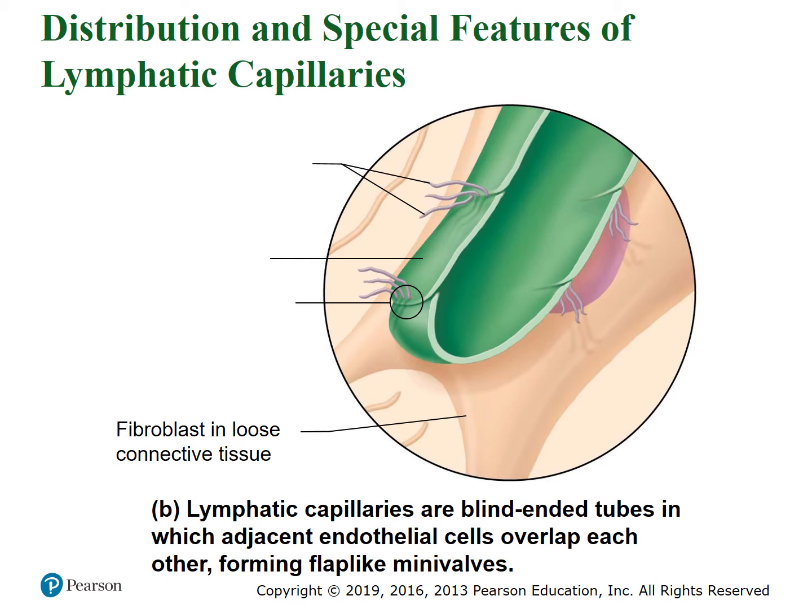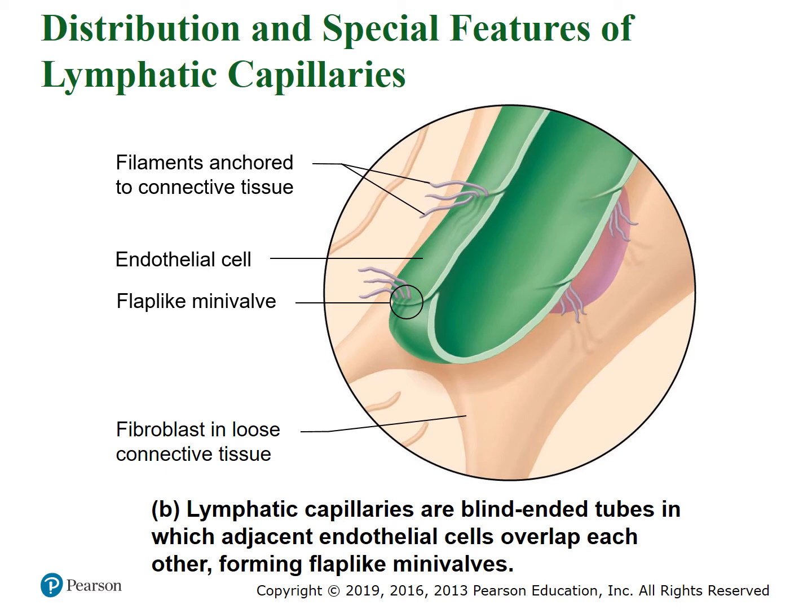Here are the blind-ended tubes, and you can see the overlap between the endothelial cells. First of all, these are the filaments that anchor these cells to the connective tissue. But secondly, here's the endothelial cell, and there's the mini valve. I mentioned that these capillaries are blind-ended, which means that they're closed. And I think you can see from this picture that right in this location, if there's more extracellular fluid present, then it'll open these mini valves up wider here and also here, and it'll make these lymphatic capillaries actually more permeable.